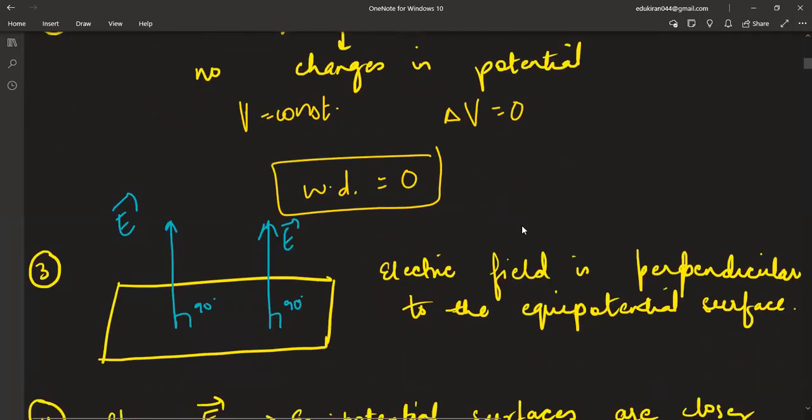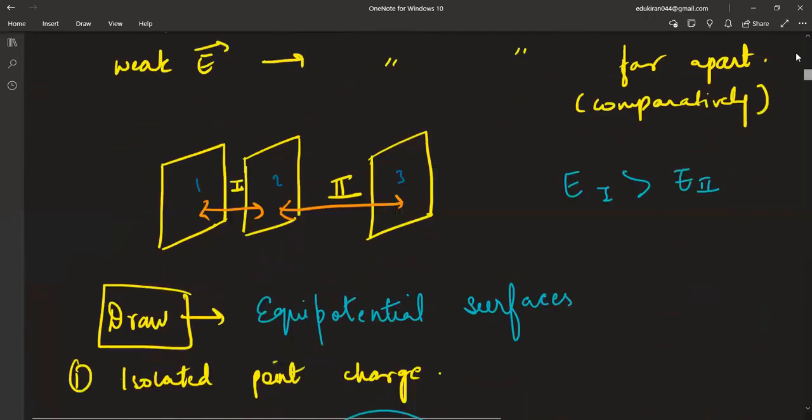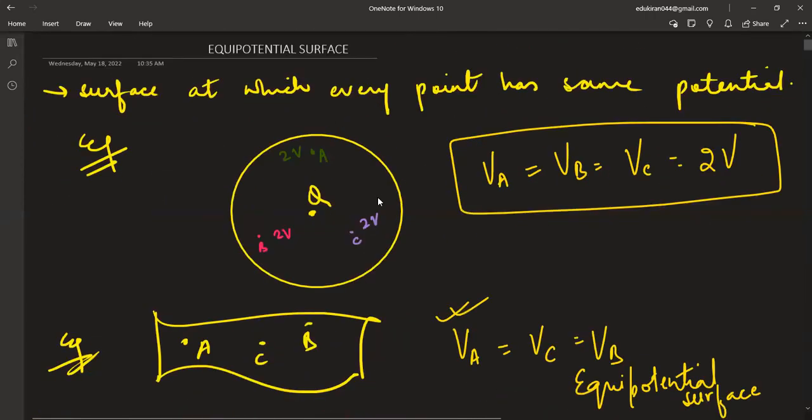One more point that you can remember is that the electric field is perpendicular to the equipotential surface. All right, the electric field is perpendicular to the equipotential surface. This is also helpful. The rest of the things you can figure out while you write, but this is a small topic, an important one. Easy. This is very easy.